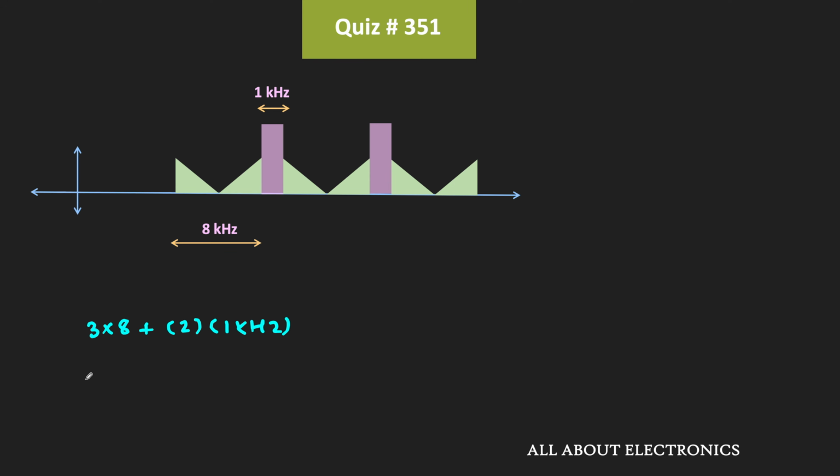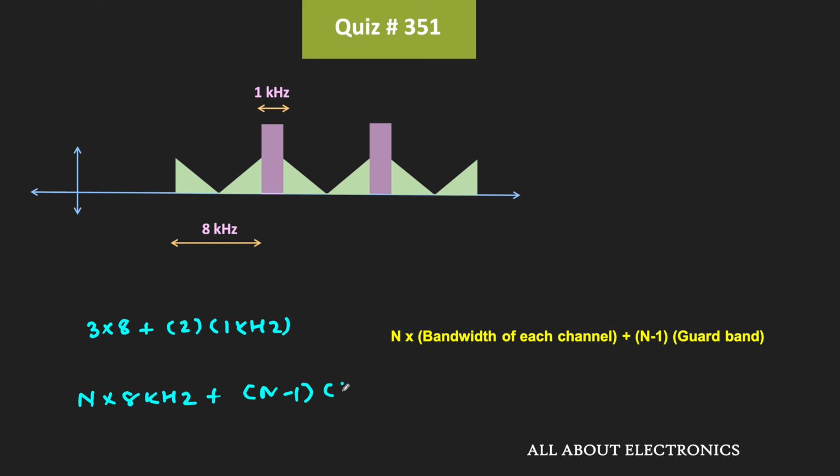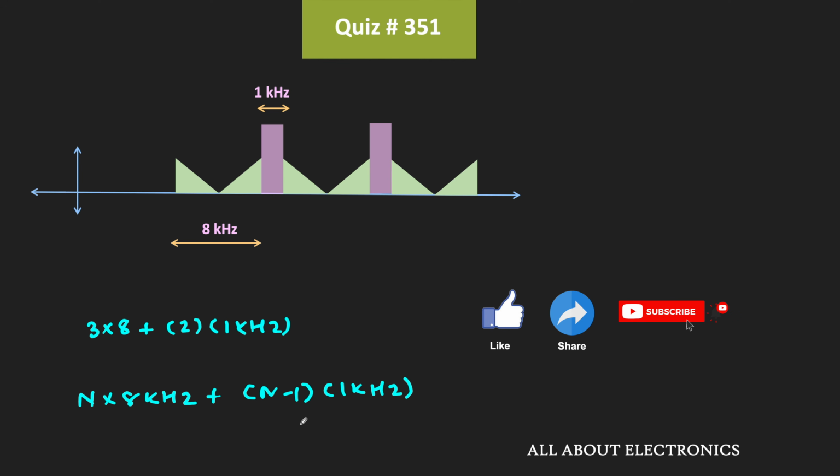So in general, if we multiplex n number of channels, then the total bandwidth required for the channel is equal to n times 8 kHz plus (n minus 1) times 1 kHz. So this is the total bandwidth required to multiplex n number of channels. And here we have been given that the total channel bandwidth is equal to 1 MHz. So from this we can find the number of channels that can be multiplexed together.